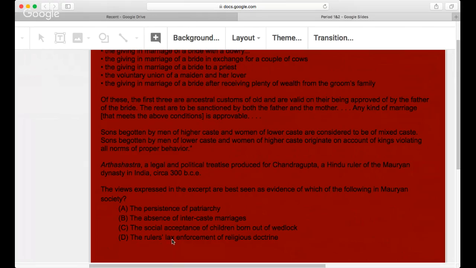And then D, the ruler's lax enforcement of religious doctrine. I would say all of this is pretty religious since it's talking about the caste system, and I know that Hinduism is tied to that. And it also says that the ruler right here is a Hindu ruler. So I would say that the ruler would not be lax, which just means very relaxed, like they're not really enforcing it. So I would cross off D, which would make our correct answer A. And this is probably the answer anytime you see this, that patriarchy is still strong, because in most cases it is. So A is our correct answer for that one.